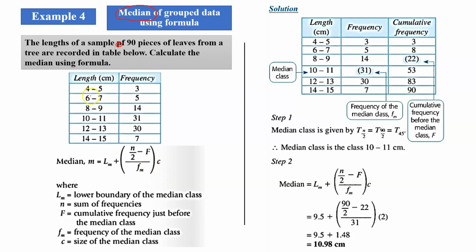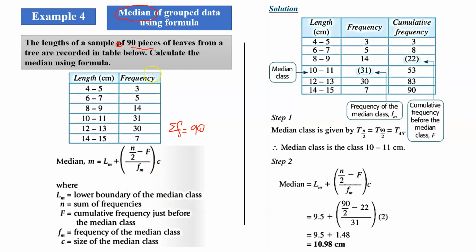So you have this one, 90 pieces. Dia kata ada 90 pieces of leaf. Which means you're going to tambah 3, 5, 14, 31, 36 and so on. The summation of f will be 90. So you need to use the median formula, which is this. LM is the lower boundary. We're going to see how you find this: LM, F, FM, and C.